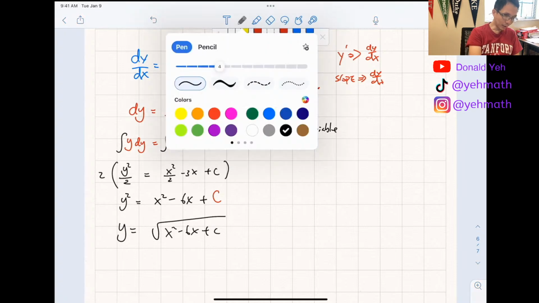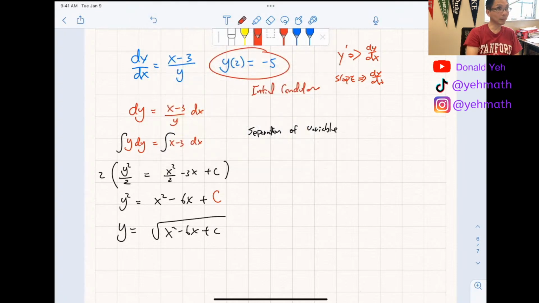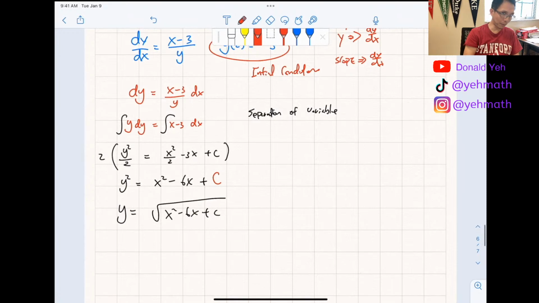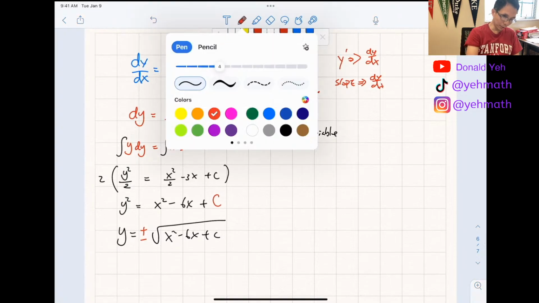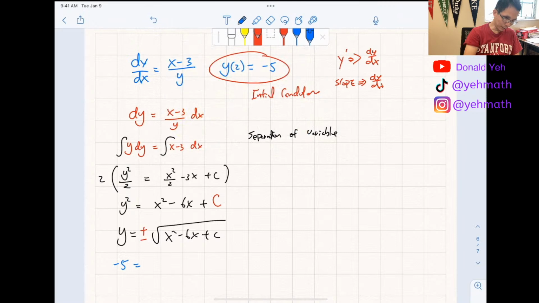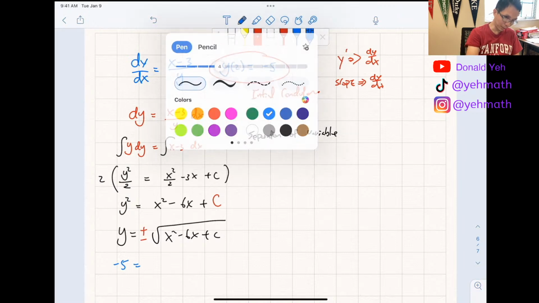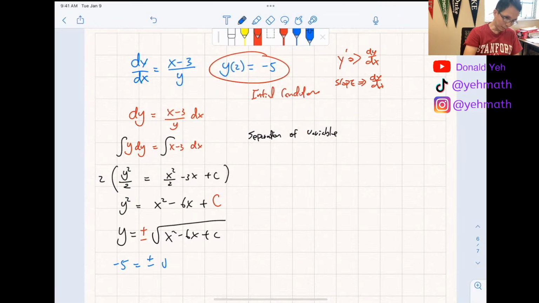And I'm gonna get, what am I forgetting? If I square root both sides, what am I forgetting? Plus minus, thank you. Like a lot of people usually forget that. Now I'm going to plug in the initial condition. What is the initial condition? -5 is equal to, well, remember, plus minus. That's going to be important. And 2 is going to be for x. So it's 4 minus 12 plus c.